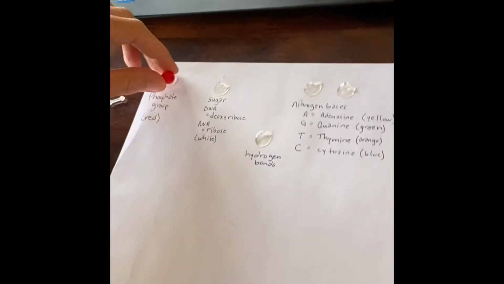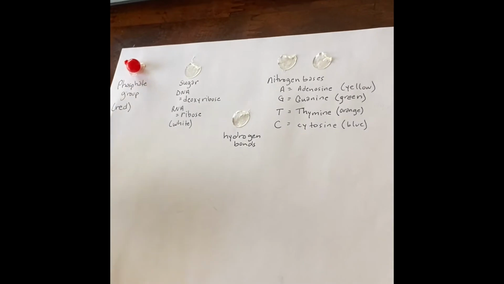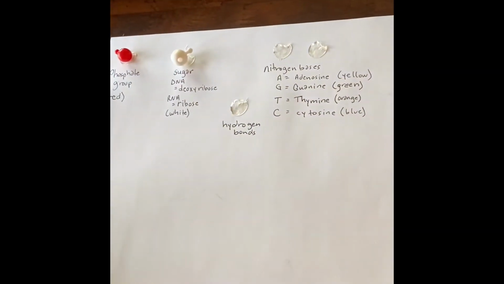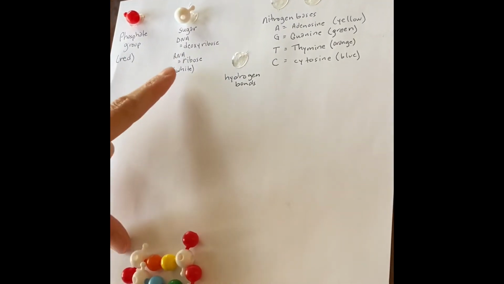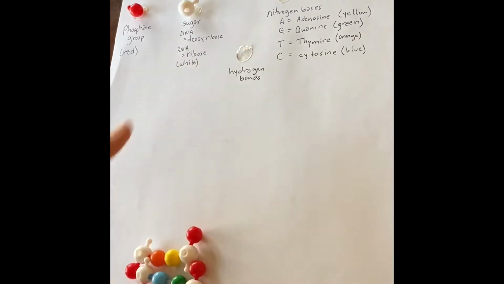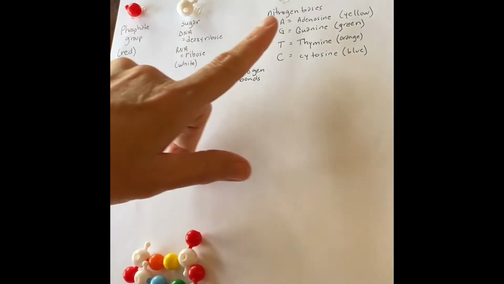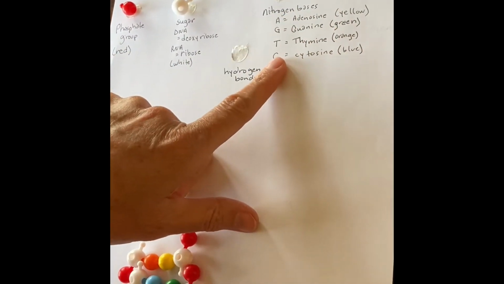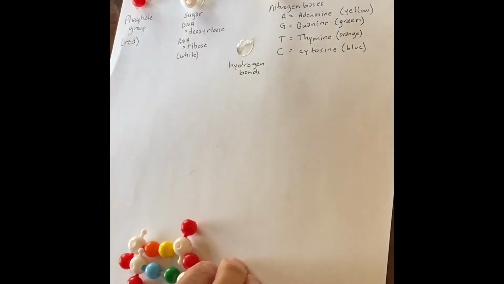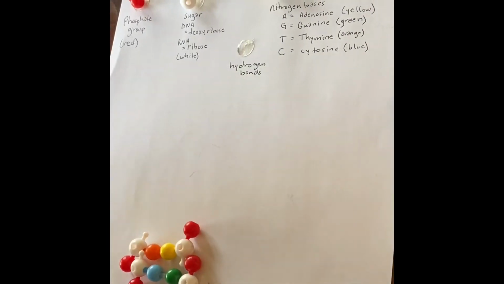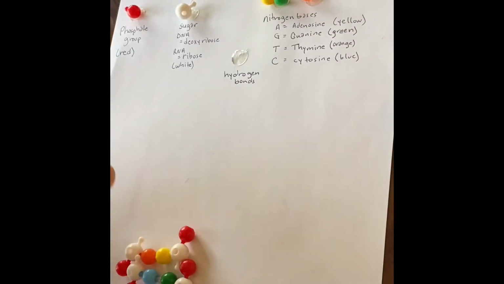I have a red bead that represents the phosphate group. The white bead represents the sugar. And for DNA, the sugar's called deoxyribose. And for RNA, the sugar is called ribose. And then there are 4 different nitrogen bases. A is for adenine, it's yellow. G is for guanine, and it's green. T is for thymine, and it's orange. And C is for cytosine, and it's blue.